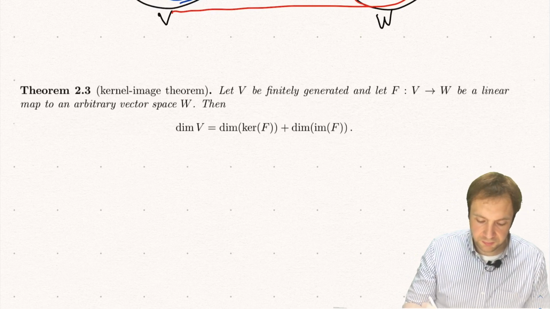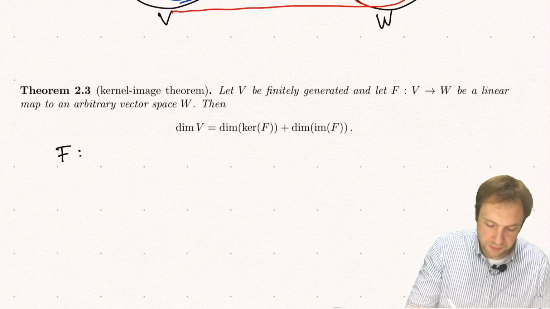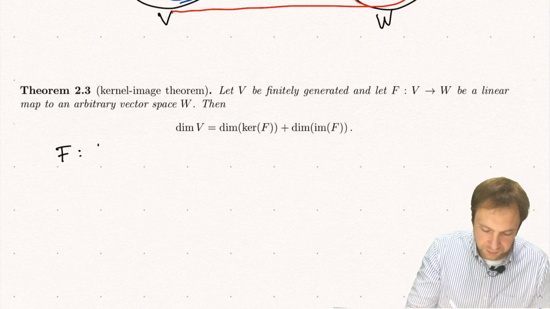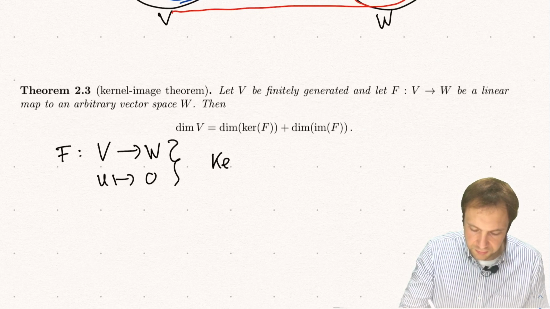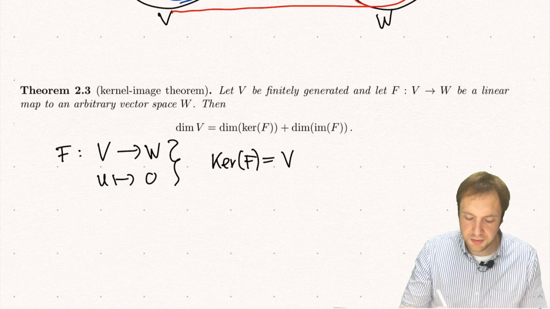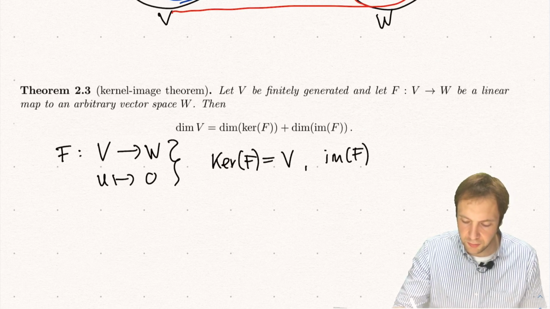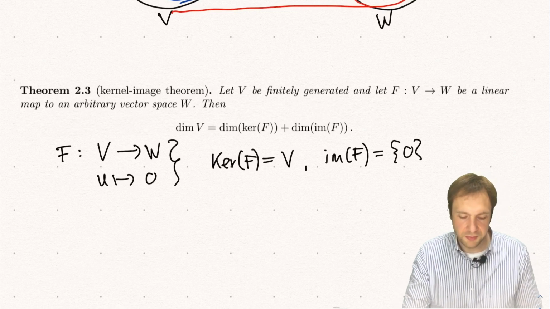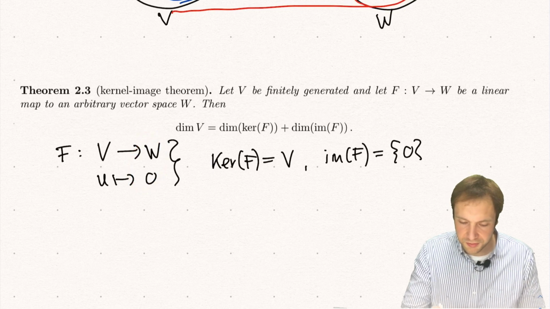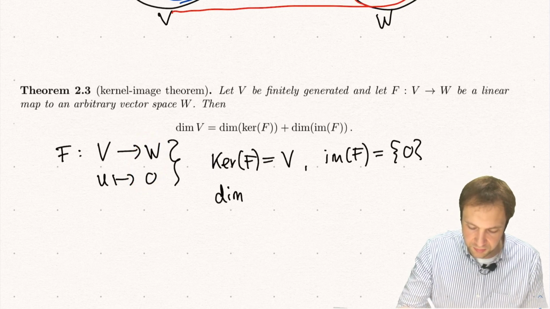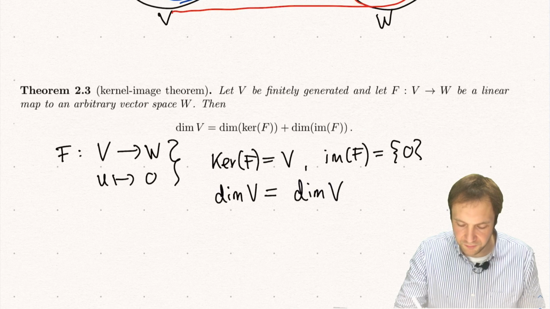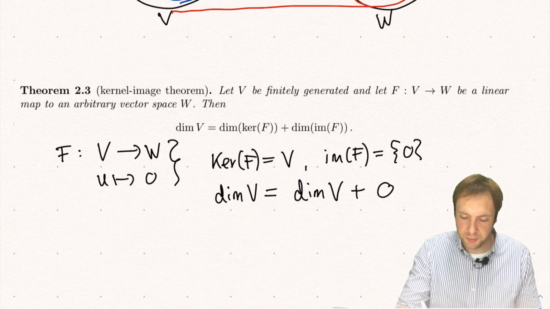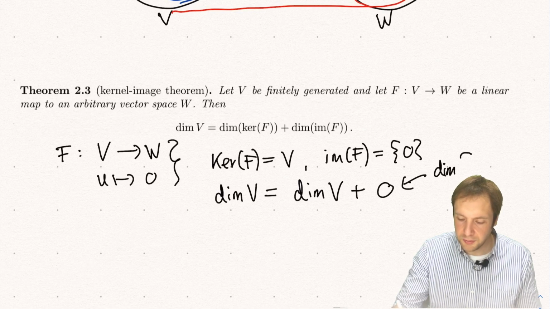So for example, in the extreme case, if f is the zero map, so I send everything to 0, then the kernel of f is everything, so it's just V, and the image of f is just 0, because that's the only thing I can hit in W. And here you see that the dimension of V is the dimension of the kernel, which is the same as the dimension of V because the kernel is V, plus 0, which is the dimension of the zero vector space.